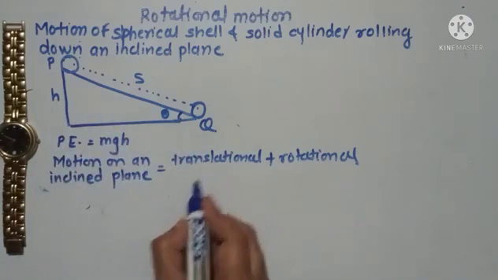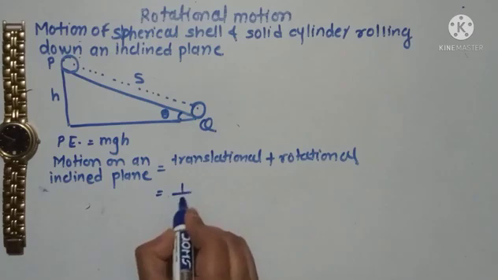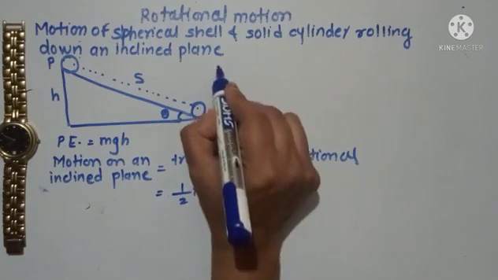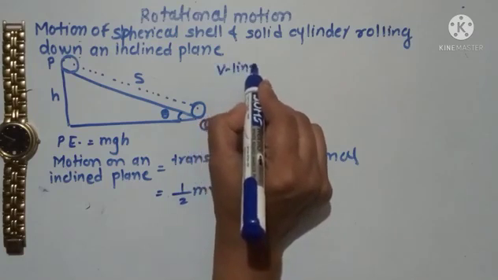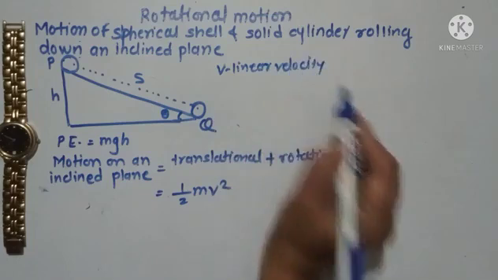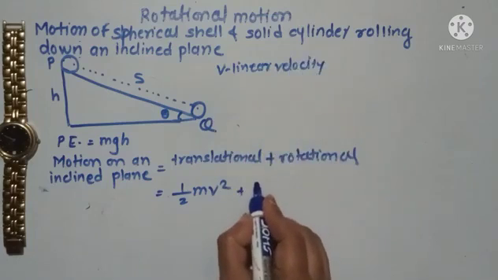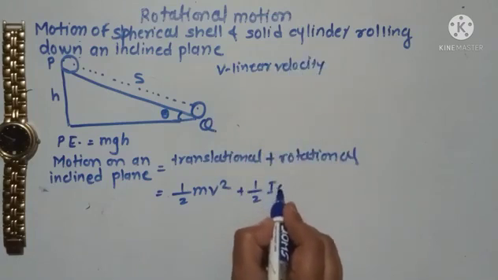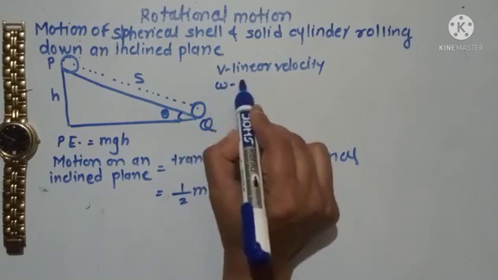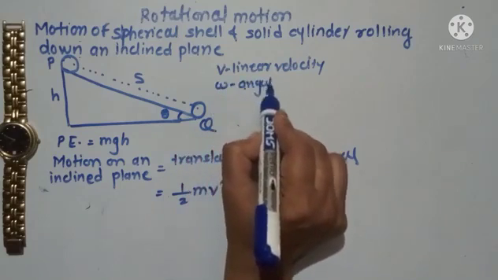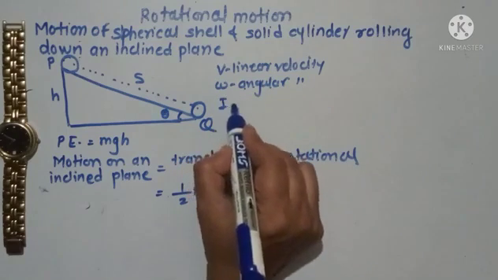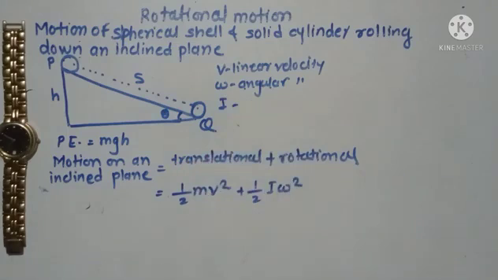So we know that the translational kinetic energy is given by 1/2 mv square, where v is the linear velocity, and the rotational kinetic energy is given by 1/2 I omega square, where omega is the angular velocity. And we know that I is the moment of inertia of that rotating body.